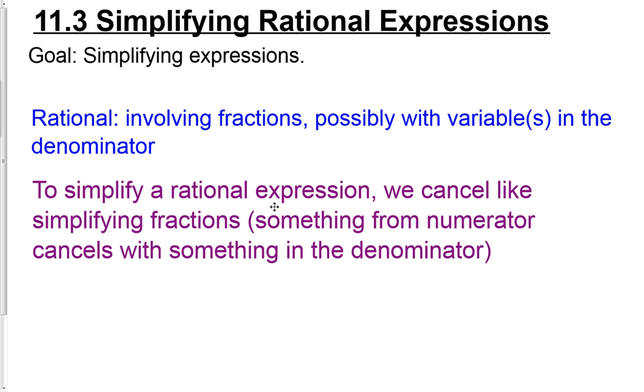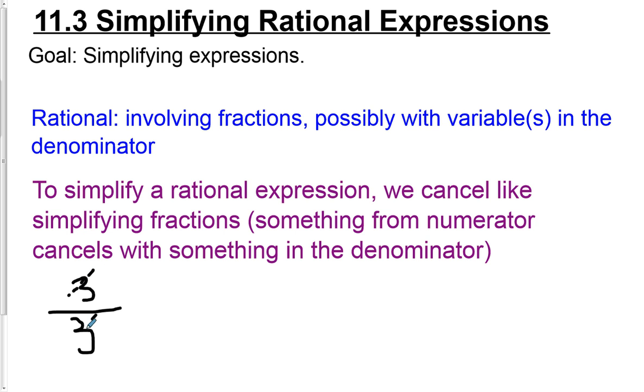To simplify a rational expression, we cancel just like we would with fractions, right? If there's something in the numerator that can cancel with something in the denominator, then they can cancel. They can cancel by being one of two things. They can either be the exact same, like if we had a 3 in the numerator and a 3 in the denominator, those would cancel, right? 3 over 3 is 1. So basically, they cancel each other out, right?